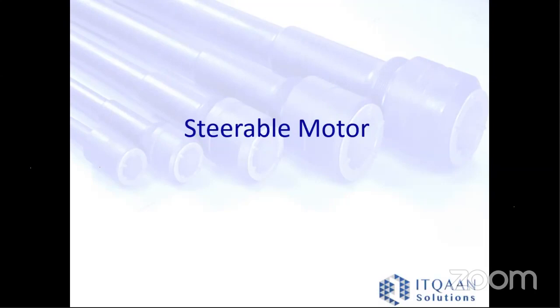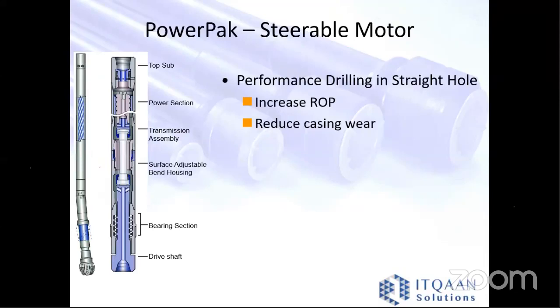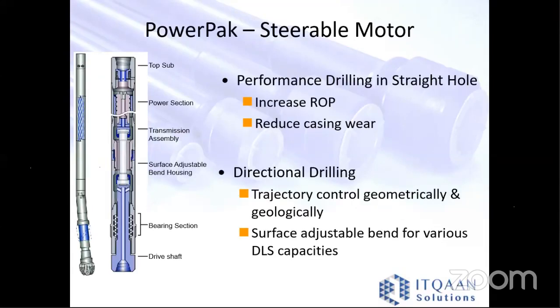Now we'll move to the second point, which is the steerable motor. Actually, there are several uses for a steerable motor. In normal vertical wells, we use the motor as performance drilling in a straight hole, which will increase ROP and reduce casing wear. In directional drilling applications, the trajectory is controlled geometrically and geologically using the steerable motor. We have the surface adjustable bend for various dogleg severity capacity, DLS.